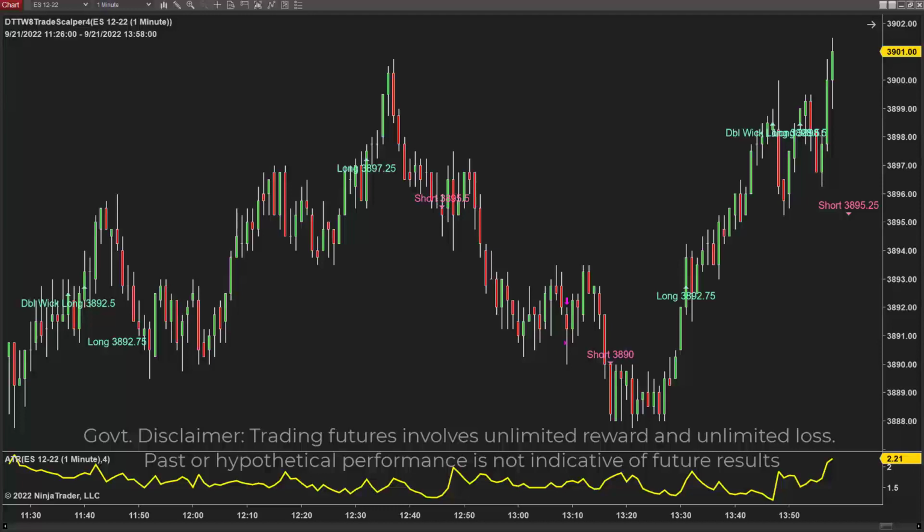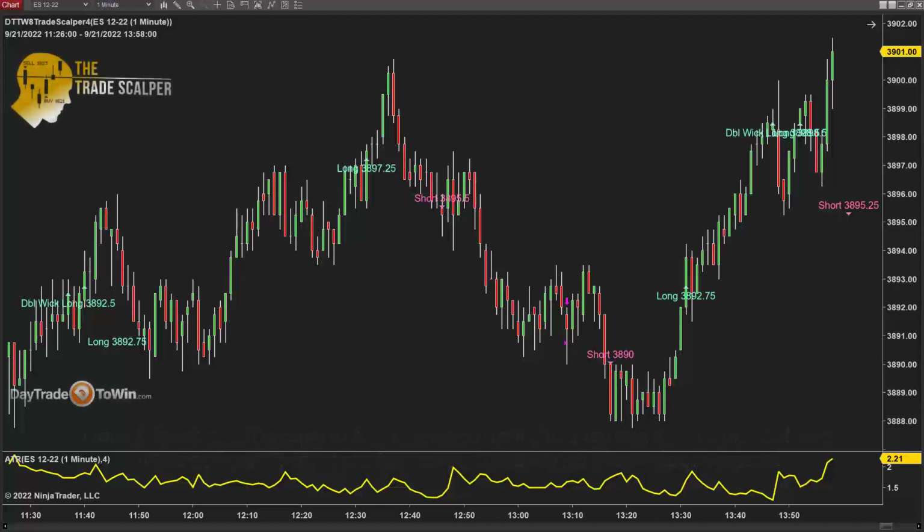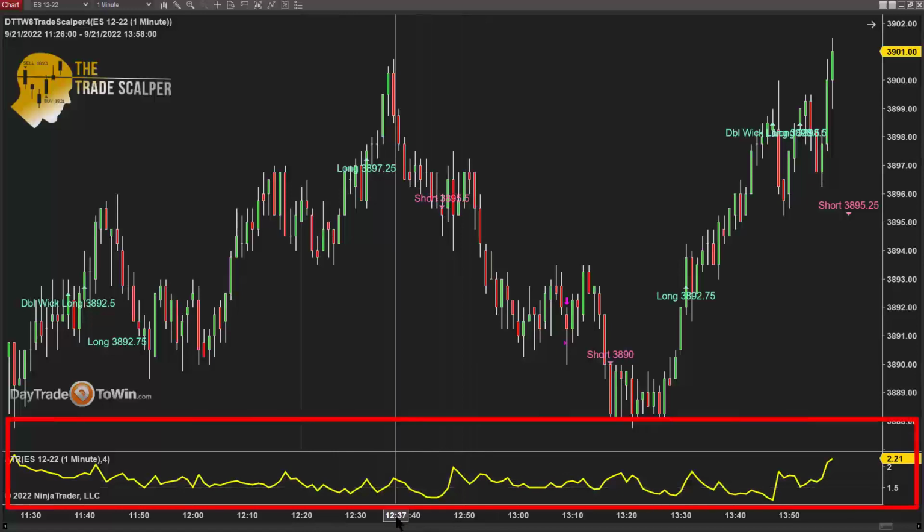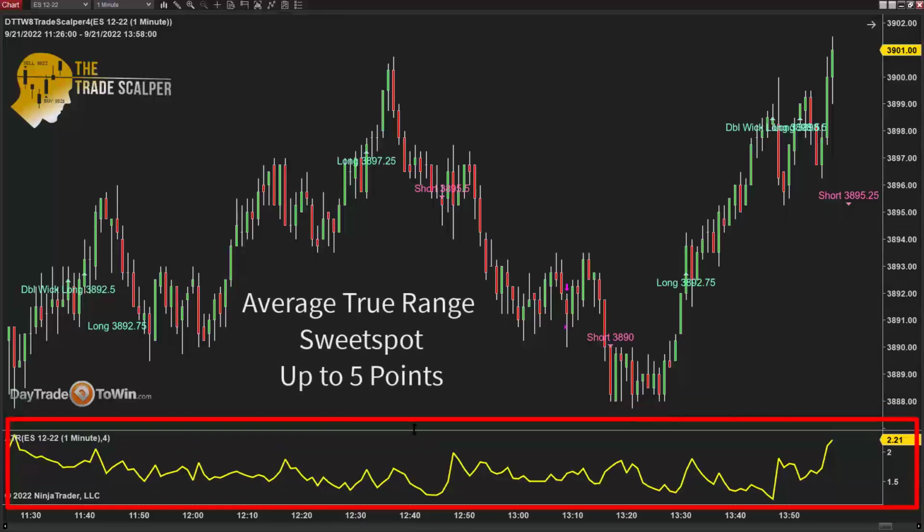I want to cover a little bit on the scalp trades, as well as look at a very interesting type of day where we had a Fed meeting. And if you look closely here where the market is normal leading up to it, this is a good trading environment to be in, where the ATR, the average true range, is 2 points, maybe 3 points, up to 5 points. I always say in most of the videos that we do here at Day Trade to Win that that's a good trading environment to be in.